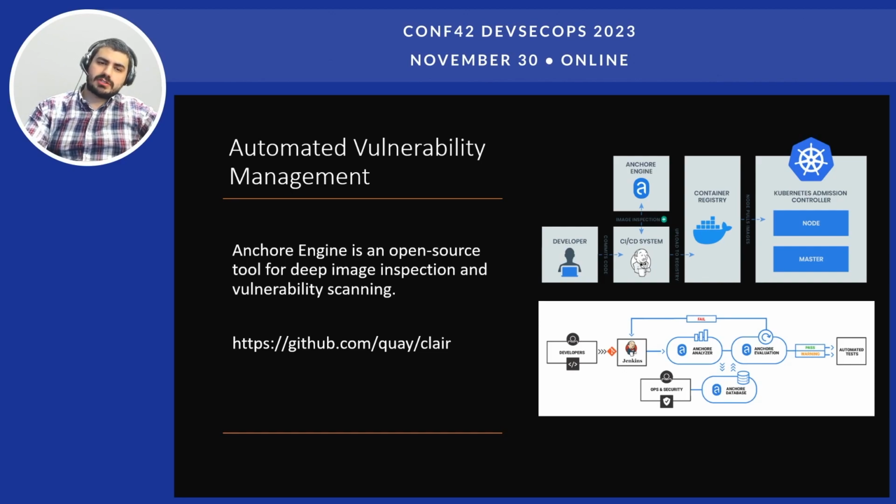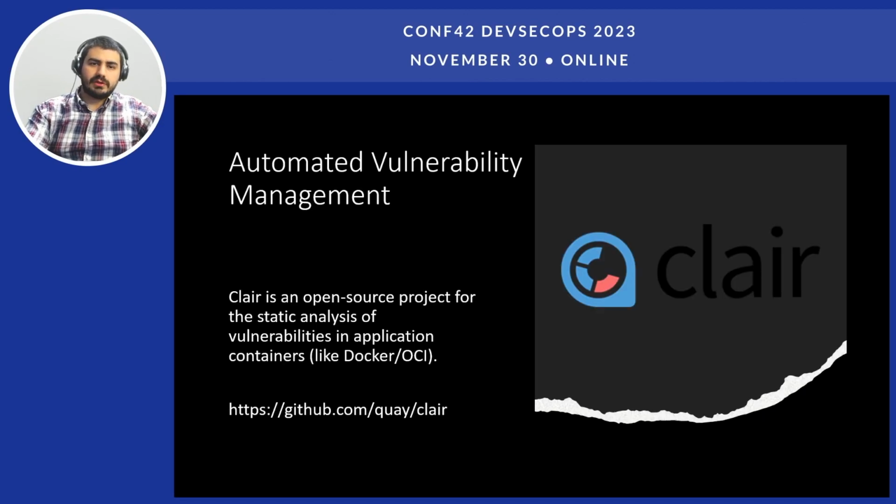A couple of tools here just to highlight for automated vulnerability management. It is really useful to use Anchore. It's an open source tool for image inspection and vulnerability scanning, again accessed via GitHub. It provides a really centralized service for inspection and analysis. So the Anchore engine can be integrated with the CI/CD pipeline to ensure that only secure and compliant containers are deployed to production. Another also good tool is Clair, developed by CoreOS.